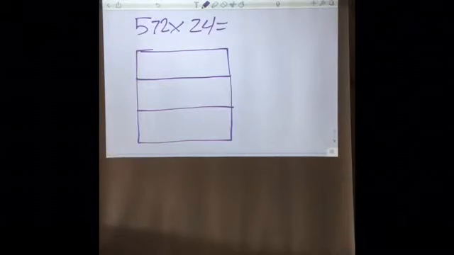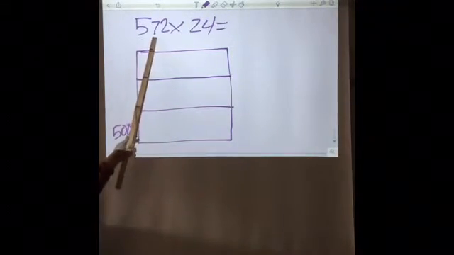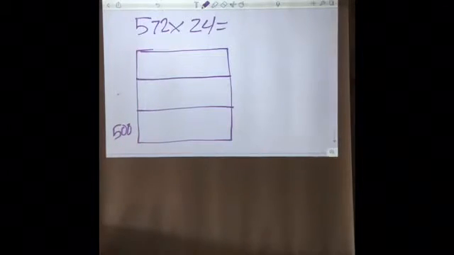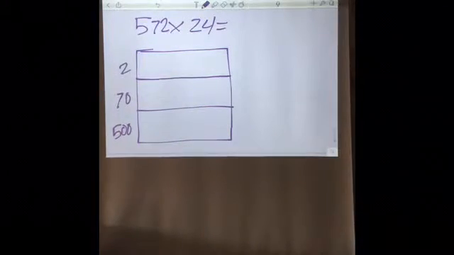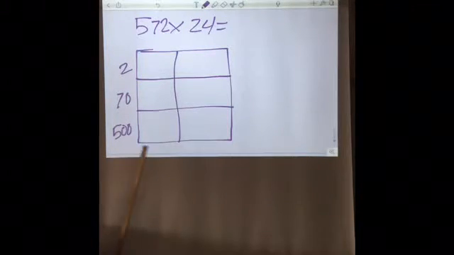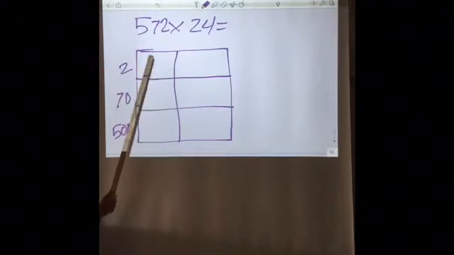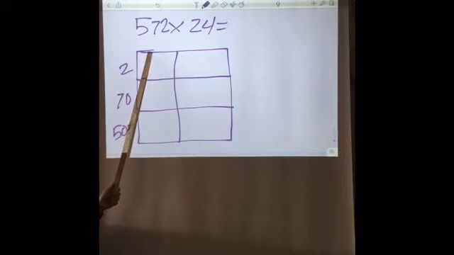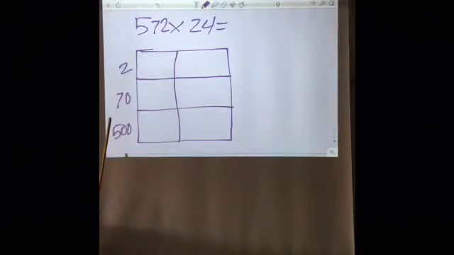We have our 500. I'm going to put that down here at the bottom. Then our 7 is a 70. And then our 2 is a 2, right? Okay. And then we could put our 20 here, right? And then the 4 here.